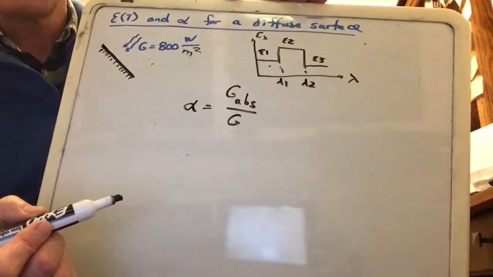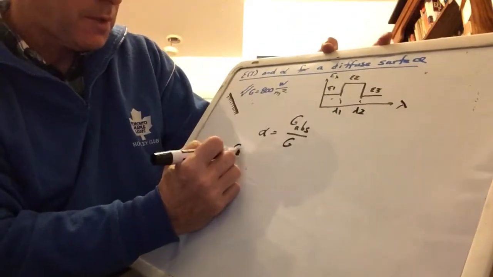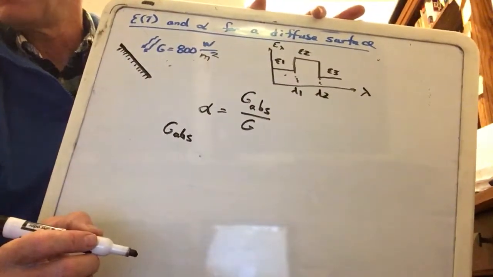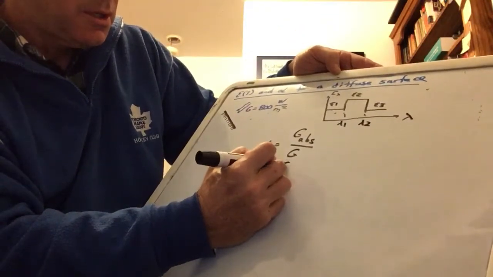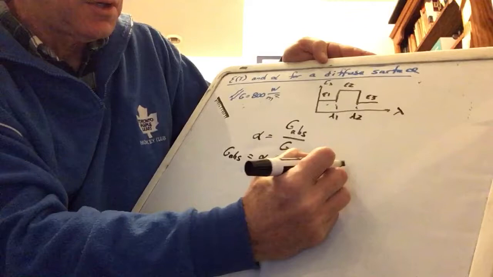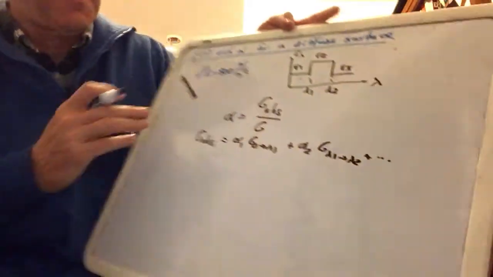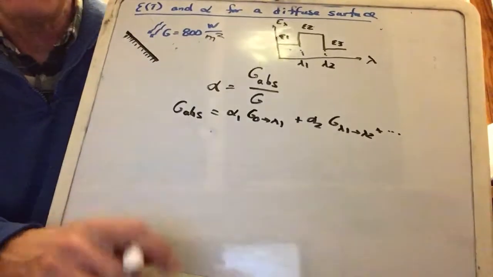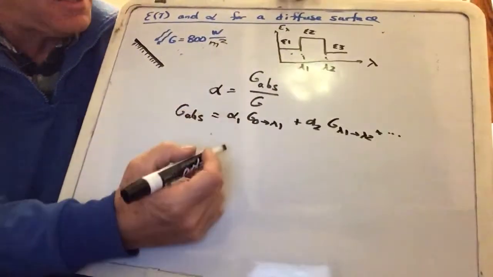And what we worked on in the last few meetings is that you can get the absorbed by just going band by band. So you can get the absorbed by doing alpha 1 times the incoming radiation in the band from 0 to lambda 1, plus alpha 2 times the incoming radiation in the band from lambda 1 to lambda 2, plus dot dot dot. That is homework number 8, something that you should be pretty familiar with. Good. Well, how do we go about getting these numbers?